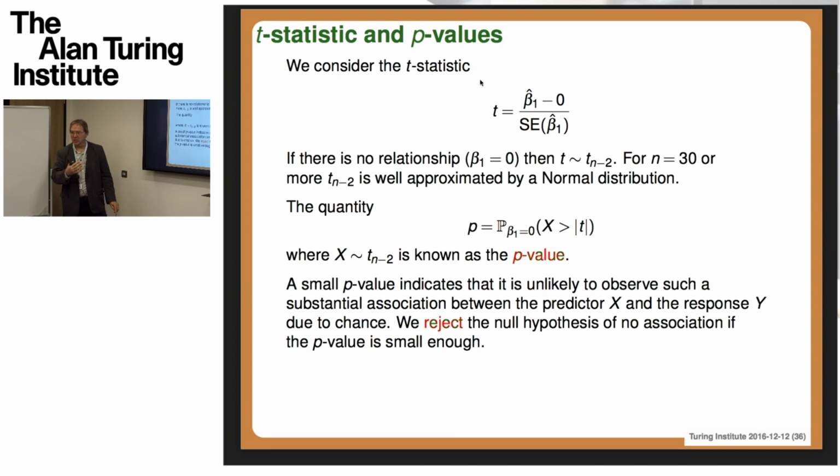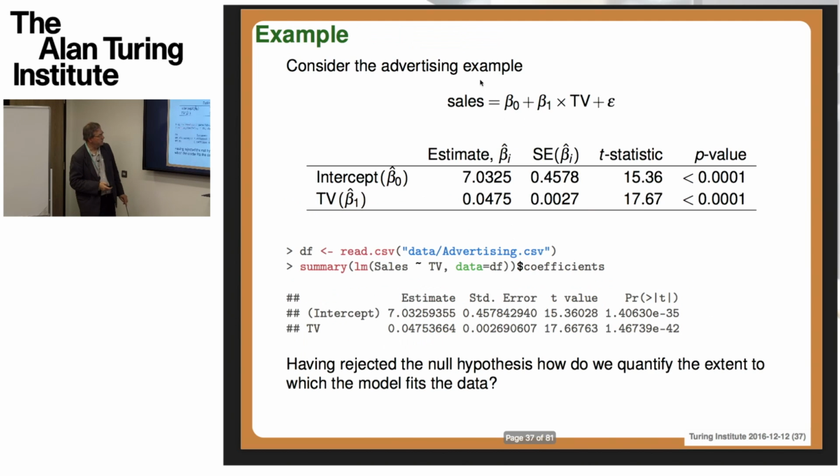If it's sufficiently small, say less than 5% or less than 1%, then we would reject the null hypothesis that beta 1 is 0 in favour of the alternative, namely that it's non-zero. So these p-values are the way in which we can decide whether the predictor variables are valuable in the model or not, or whether they're just not related to the response variable.